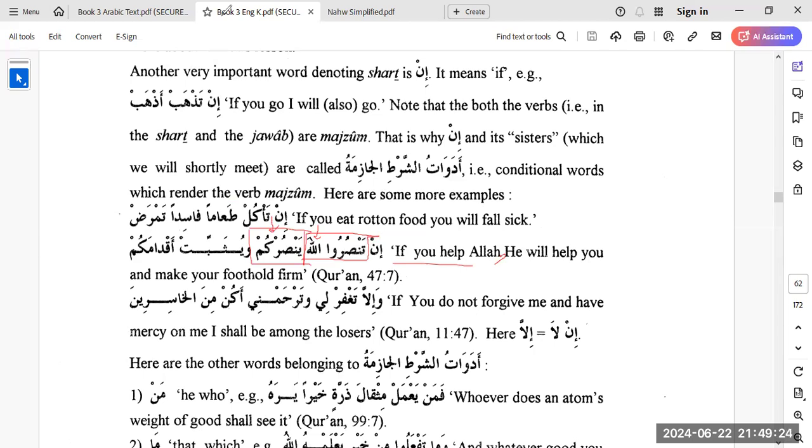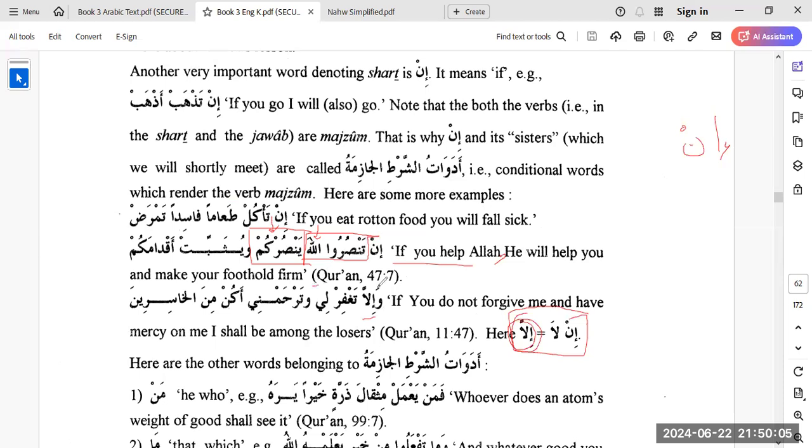Then we have, all right, so if it was a negative one, so in means if, and if you have to make a negative of it, you say in plus la, like you have it here, becomes illa. You write it together like this. Illa would mean if you don't, or if not. So we have an example. In la, so you assimilate them together. It's known as idgham, right? You assimilate the noon with the lam, and you give a shadda to it. So it becomes wa in la tagfirli.